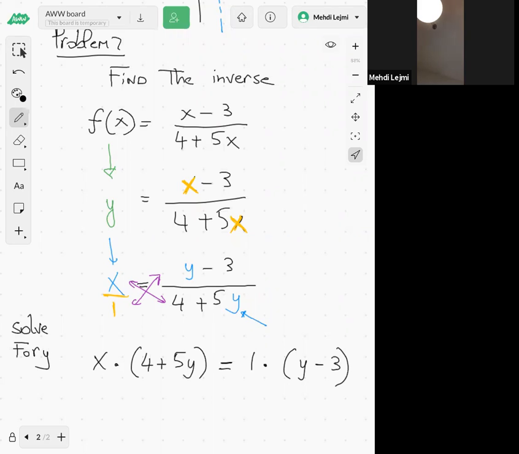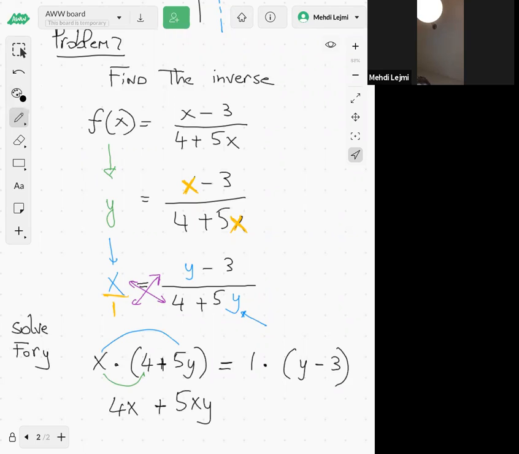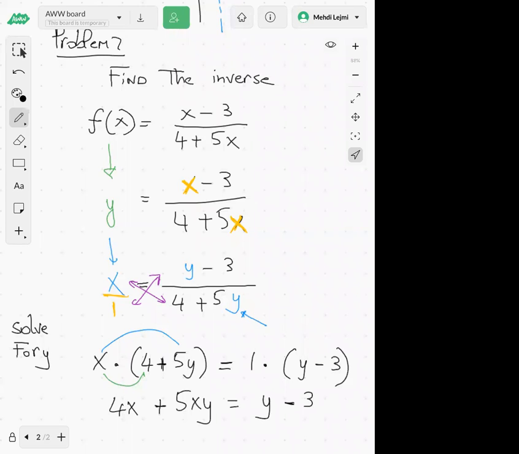All right, that's good. Now, next step, guys, you have to distribute, which means you have to get rid of the parentheses, okay? So you just multiply the whole thing. So it's x times 4, that will be 4x. There's a plus, so here's my plus, and then there's x times 5y, so it's plus 5xy. That's the left. The right side, 1 times y is of course just y, and 1 times negative 3 is again negative 3.